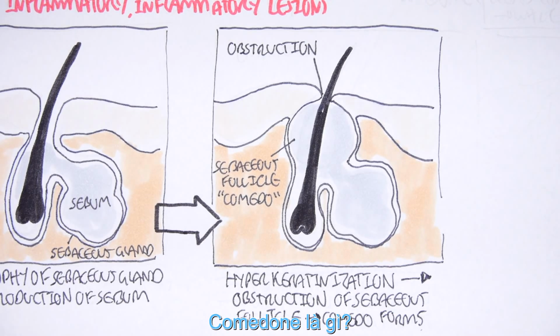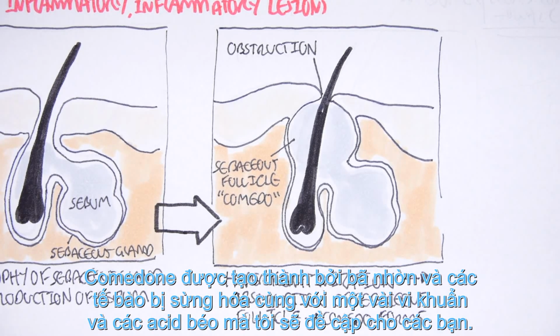So komedo, what is a komedo? Well, the komedo is basically the pimple. The komedo contains the oily sebum and keratinized cells, together with some bacteria and fatty acids that we will talk about soon.